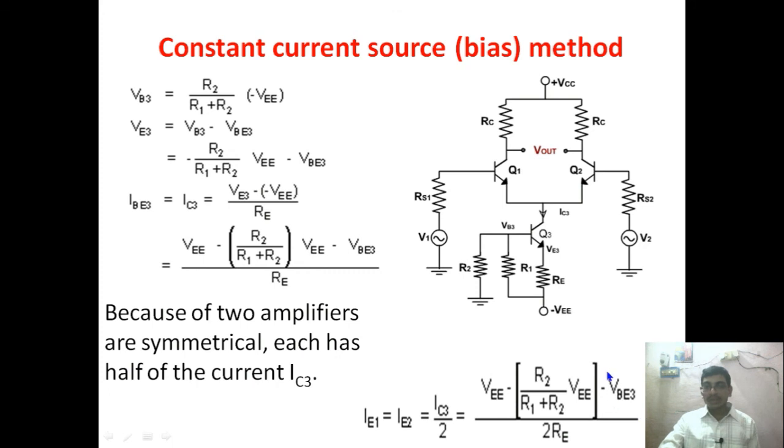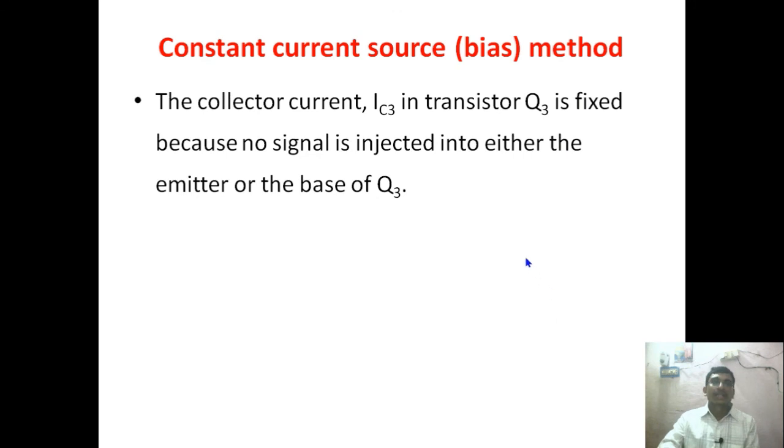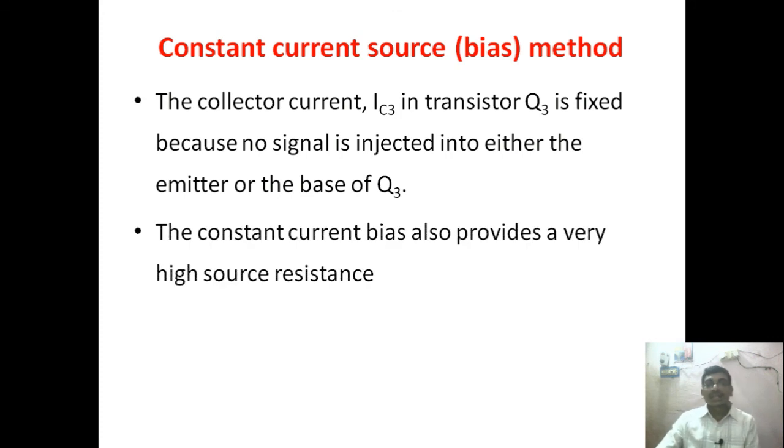Here the only problem is that VBE3 may vary with temperature. The collector current IC3 in the transistor Q3 is fixed because no signal is injected into either the emitter or the base of Q3. Q3 does not get any input signal, so IC3 is a constant current. The constant current bias also provides very high source resistance, that's why we are getting more CMRR. As the CMRR is increased, our circuit is stable and eliminates the common mode signals.